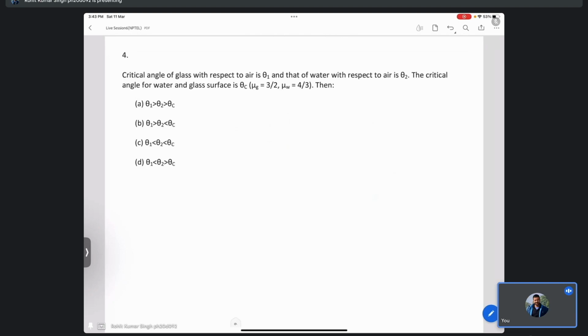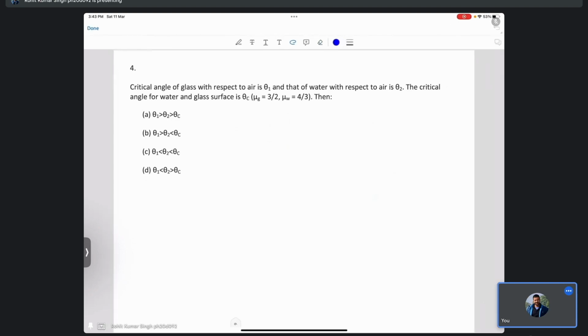Okay, so moving on to the next problem. Now this one is not a tough problem, but a little calculative. So the problem is: critical angle of a glass with respect to air is theta 1, okay, and of water with respect to air is theta 2, and then the critical angle for water in glass surface is theta c. Then you have to find which of these conditions is true. Now the only thing that is given here is the refractive index of glass and refractive index of water, and we know that the refractive index of air is 1.